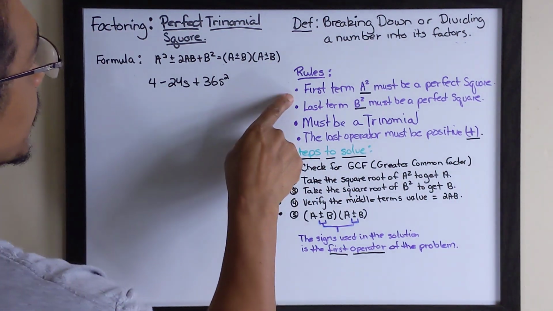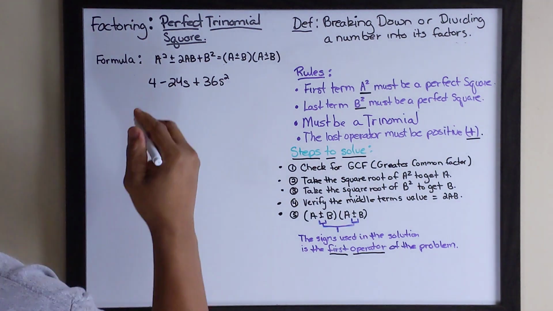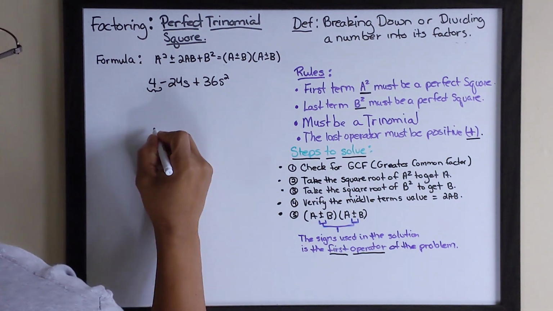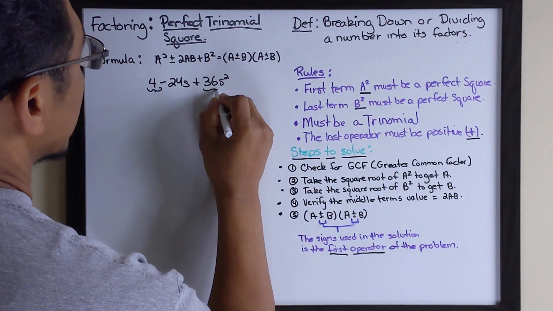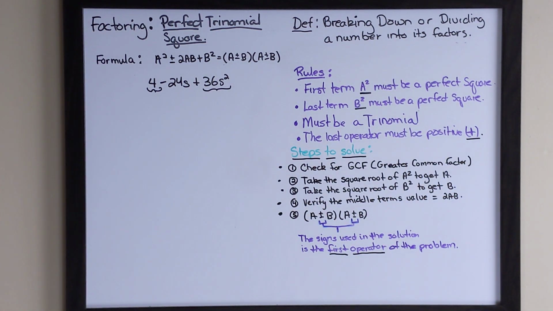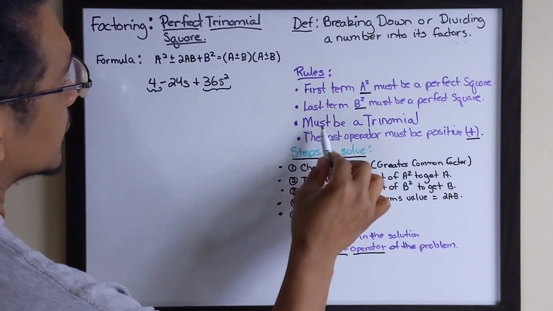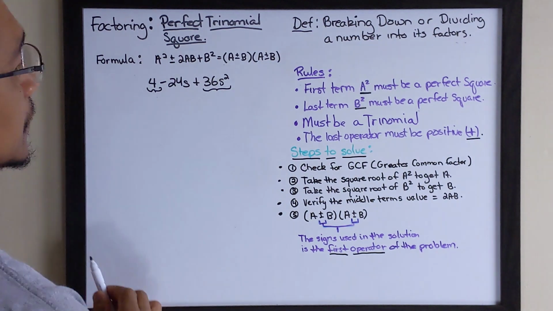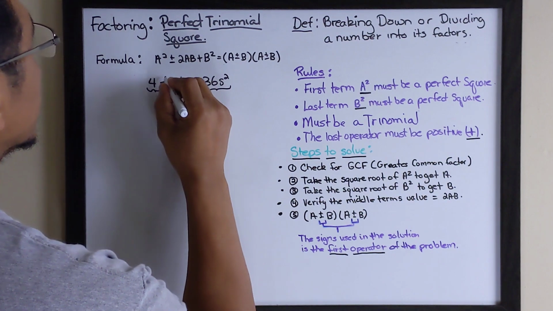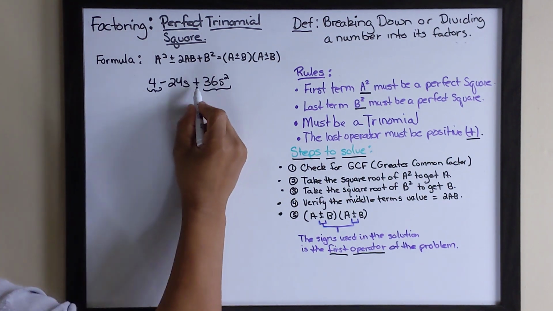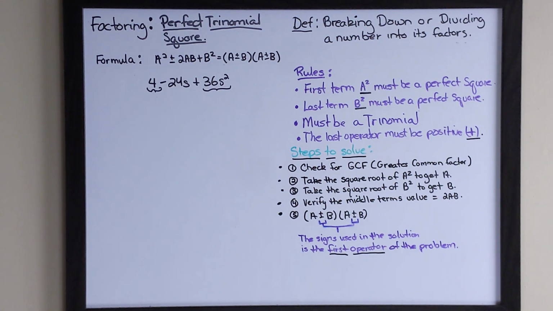So, is the first term a perfect square? Yes, it is. Is this last term a perfect square? The last term is also a perfect square. So, now, is it a trinomial? There are 3 terms here, so that's yes. And then the last operator must be positive. Here's the first operator, which is a minus sign. Here's the last operator, which is a plus sign. So it is positive. So all the rules check out. So let's go ahead and try to solve this problem using the perfect trinomial square method.